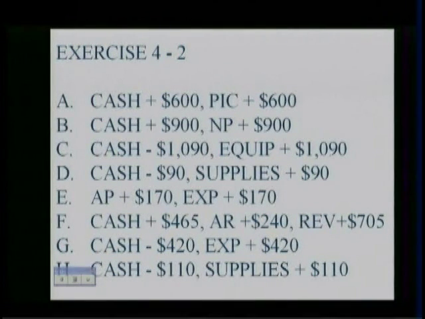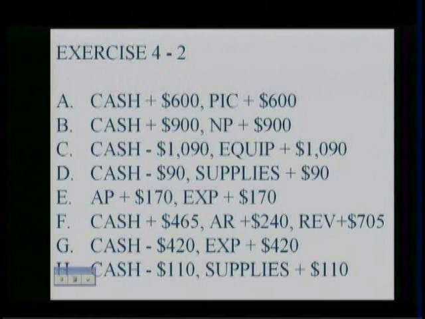In letter G, your employees were paid $420 for their work during the first 2 weeks. Paid. That key word paid tells you that cash went down. So you're going to decrease cash by $420. Those employees working for you help generate that revenue. So those are going to be expenses that you want to match with the revenue you got. So you're going to increase your expenses by $420 and you're going to decrease your cash by $420.